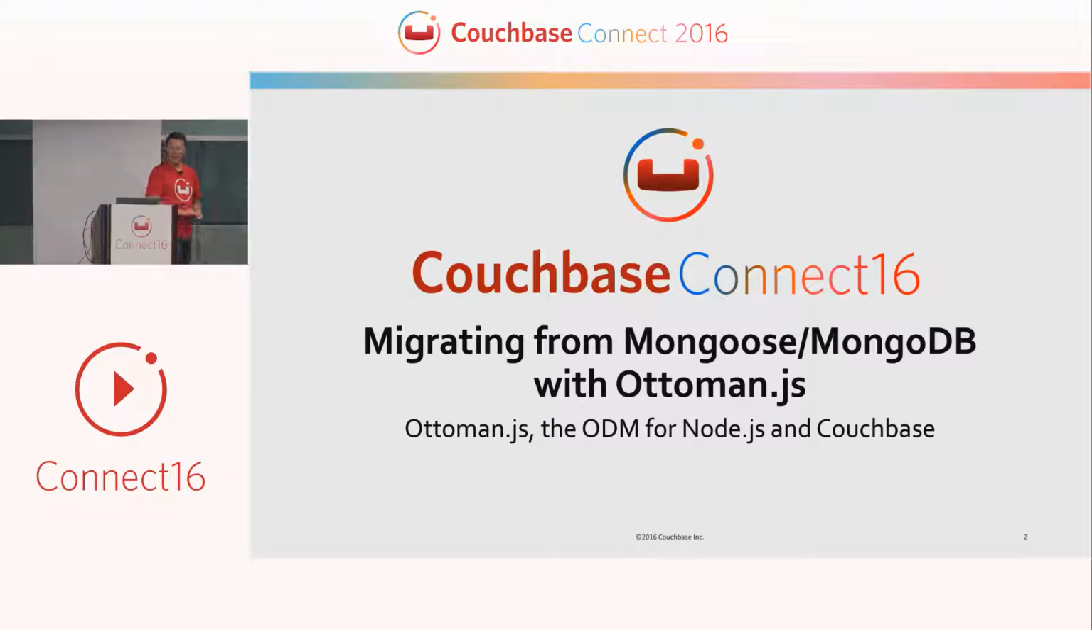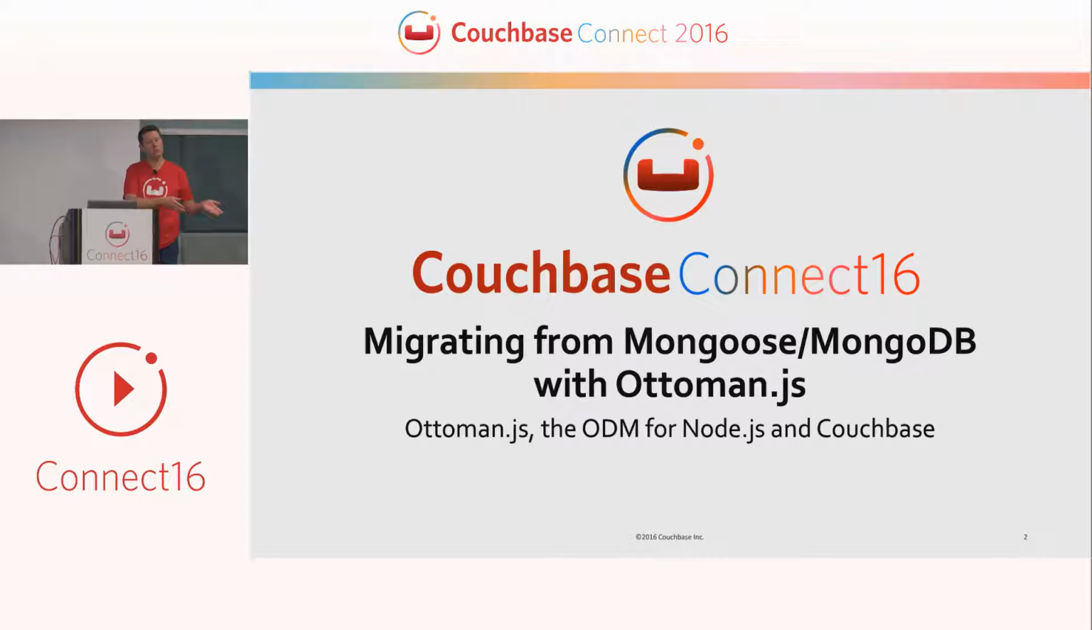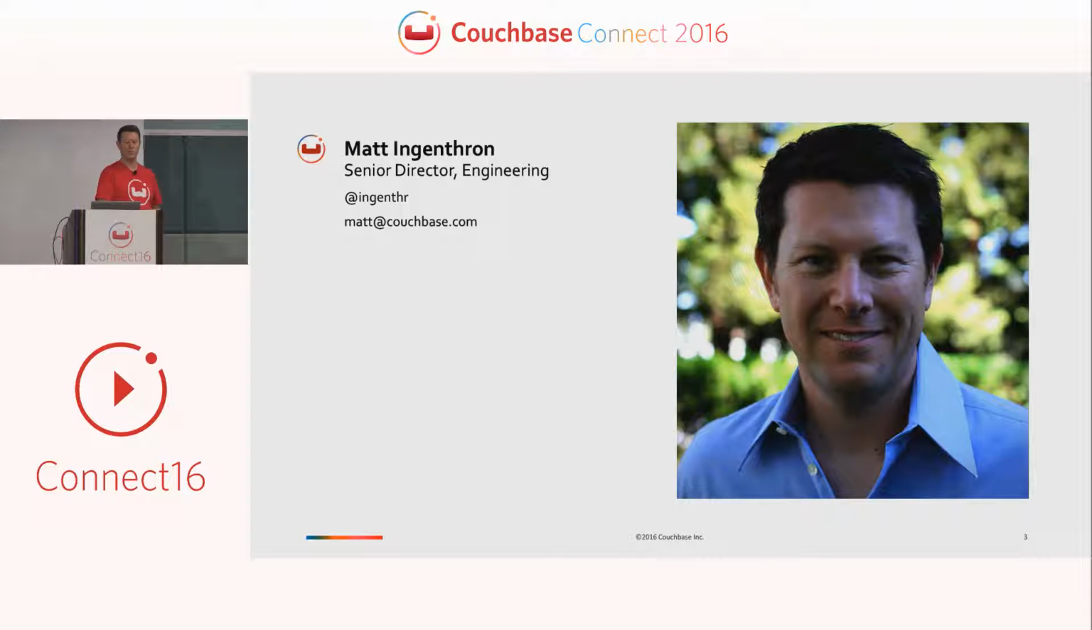So I am Matt Ingenthron. I'm going to do a talk this morning on migrating from Mongoose and MongoDB to Couchbase using Ottoman.js. Ottoman.js is an ODM, and we'll talk a little bit about what that means. Just in case you didn't actually read the session description, this isn't really about general migration from MongoDB. This is about migration in the situation that you're coming from something like Mongoose. But I'll talk a little bit about a couple of other pieces of migration.